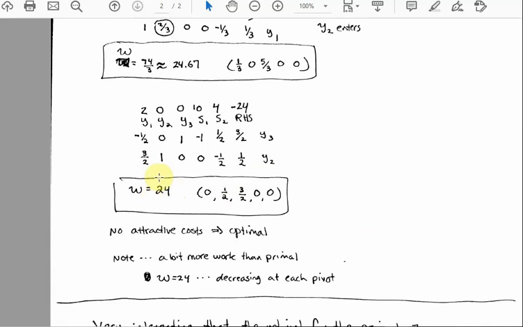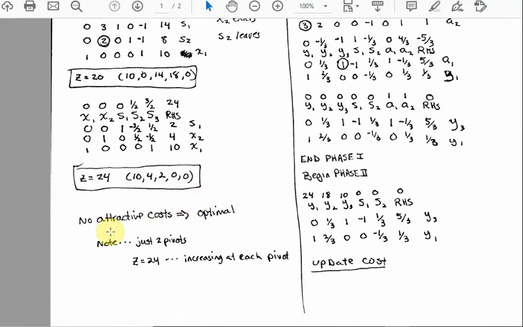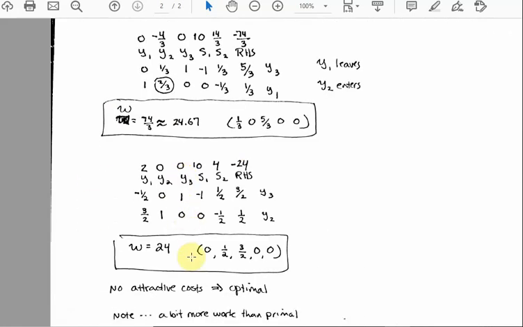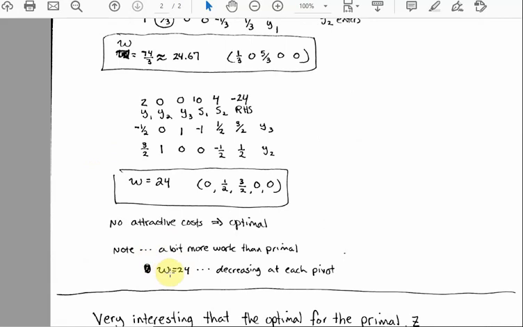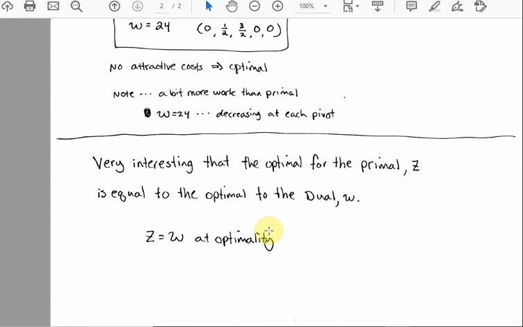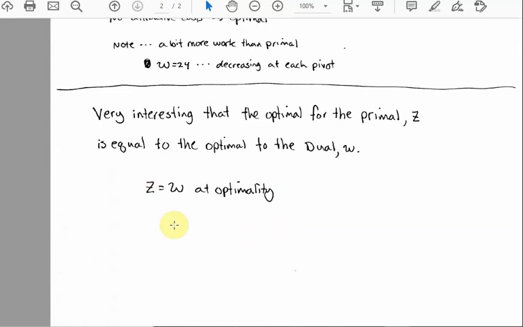Notice that the objective function value landed on the same solution as the other. 24 was the answer. The dual picked up on the same thing. Notice something else, though. The dual decreased at each point. Just a very interesting note that the optimal for the primal, Z, and the optimal for the dual, W, are equal when we're at optimality. Let me tell you something strongly important, though. This really only works all the time for linear programming problems, which is another reason that linear programming is way better, or easier, or considered a done deal, way less confusing than nonlinear or integer problems.